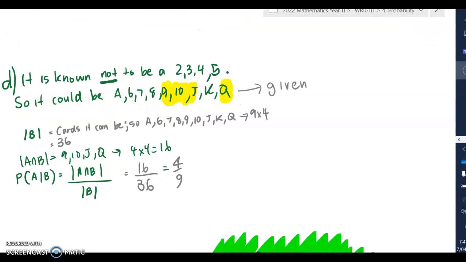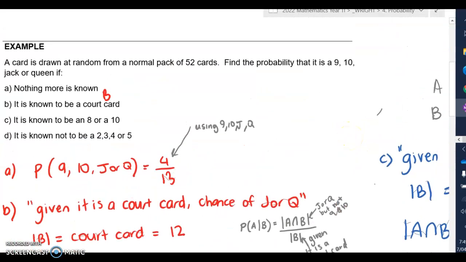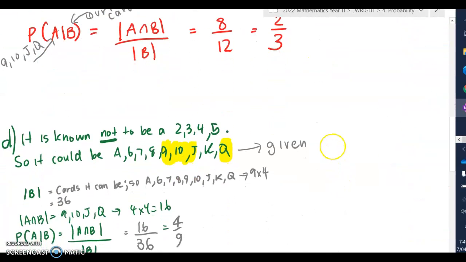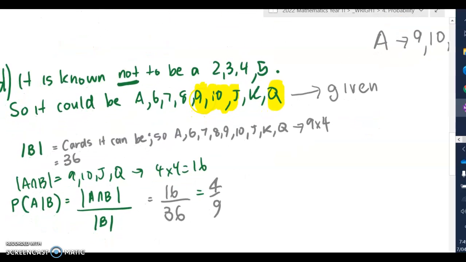Okay, we now need to think of what's happening at A and B, or the intersection between A and B. Remember, B is our given part up here, where I've written given, and A was originally what we were trying to find out. So A is our probability of finding the 9, the 10, the jack, or the queen. So we might write that up there. So A is the 9, the 10, the jack, or the queen. So the intersection of A and B is what's in both A and in B.